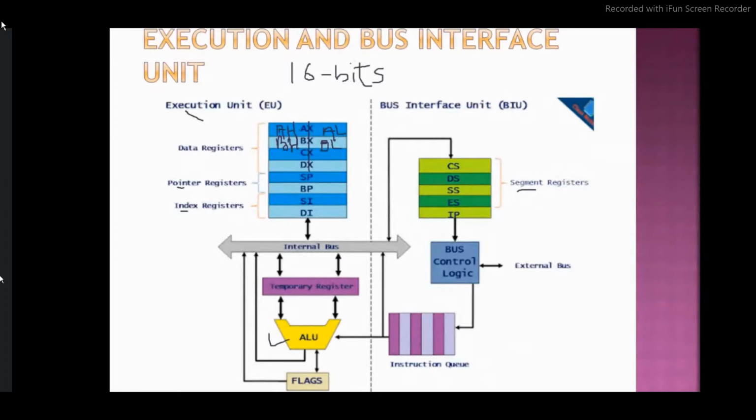Along with these, the execution unit also has flags. There are many flag registers. Flags can be set and reset depending upon the conditions that arise when any kind of operation takes place. Suppose the carry flag: if you are adding 2 numbers and a carry is generated, then the carry flag will be set. Understood?